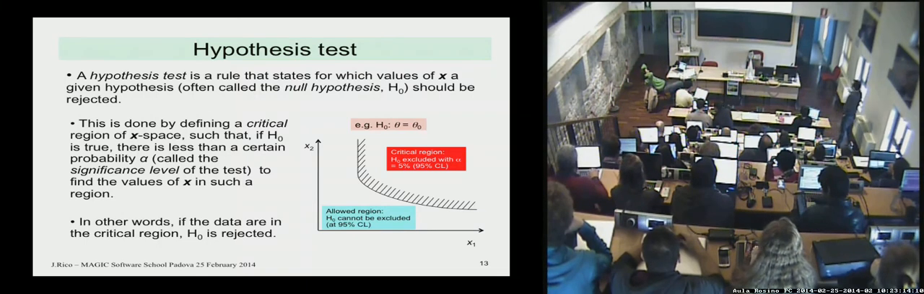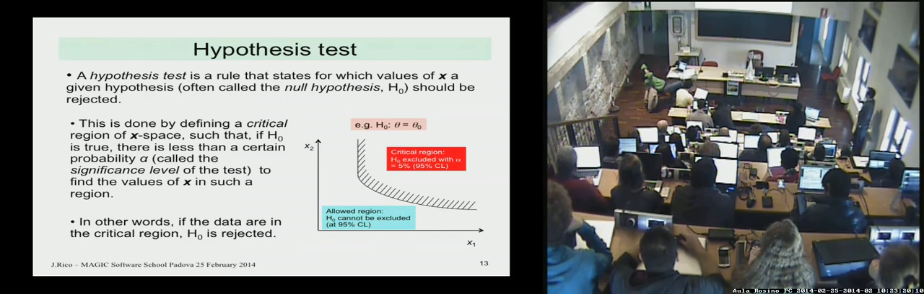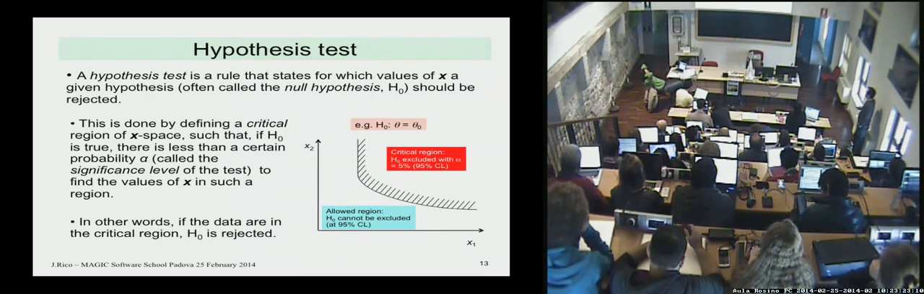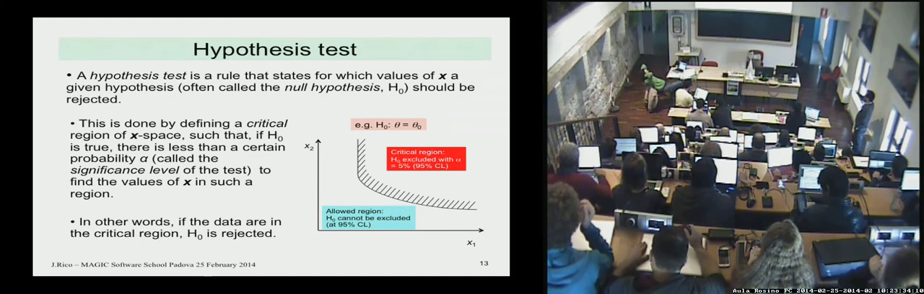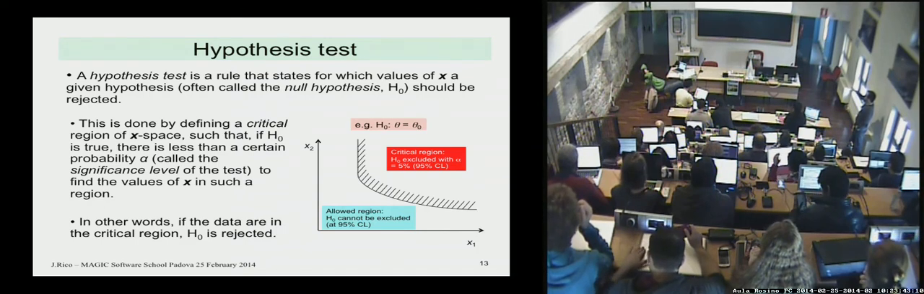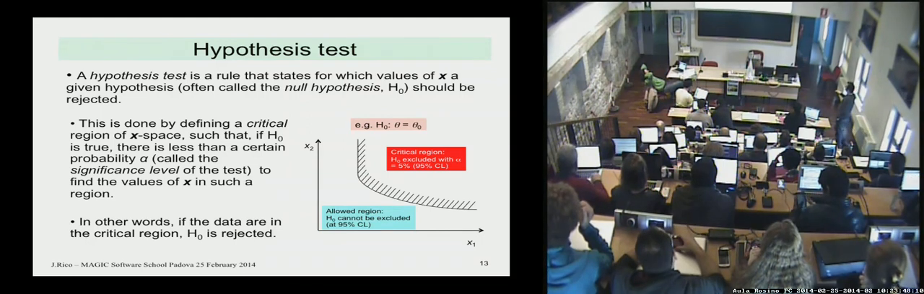Now, a hypothesis test is a rule that states for which values of the data X a given hypothesis, often called the null hypothesis and represented by H0, should be rejected. This is done by defining a critical region in the X space. For example, in the case of two-dimensional data, X1 and X2, we could define a region such that if the hypothesis is true, there is less than a certain probability, which we call alpha and is called the significance level of the test, to find the values of X in such region. In other words, if the data are in the critical region, H0 is rejected.